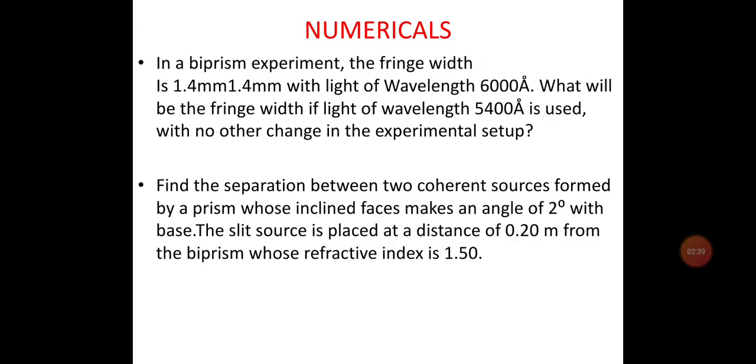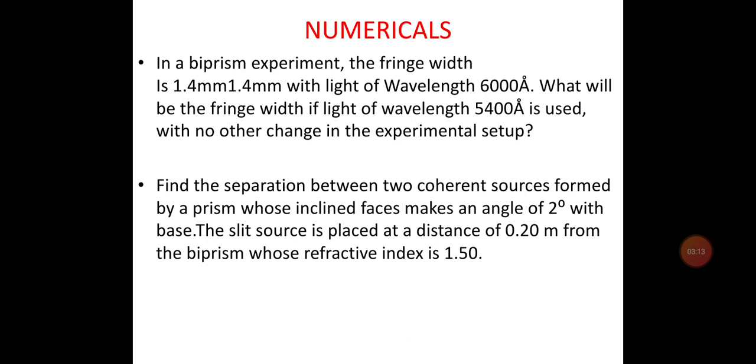The next slide is about the numericals. The first numerical is, in a biprism experiment, the fringe width is 1.4 mm with light of wavelength 6000 angstrom. What will be the fringe width if light of wavelength 5400 angstrom is used with no other change in the experimental setup? As you know, there is a relationship between the fringe width and the wavelength. Fringe width is directly proportional to wavelength, right? So you use that particular relation and find out the required answer.